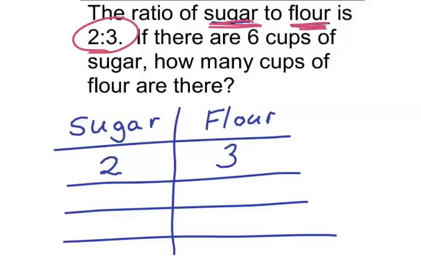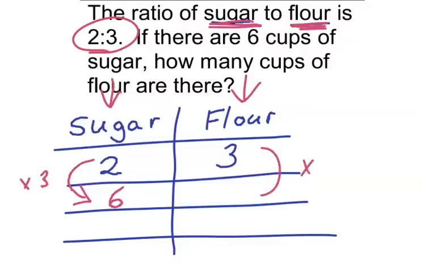The ratio of sugar to flour is 2 to 3. So the 2 goes with the sugar. The 3 goes with the flour. So if there are 6 cups of sugar, how many cups of flour are there? Well, we want to get from 2 to 6. What does it take to get from 2 to 6? Well, 2 times 3 will give you 6. So what do you have to do with the flour? Times 3. 3 times 3 is 9.